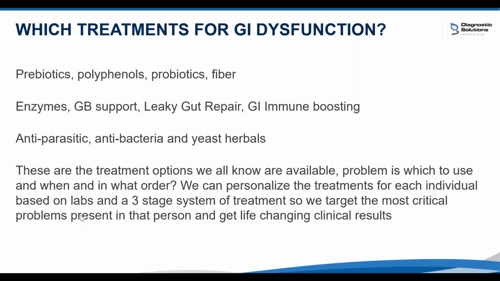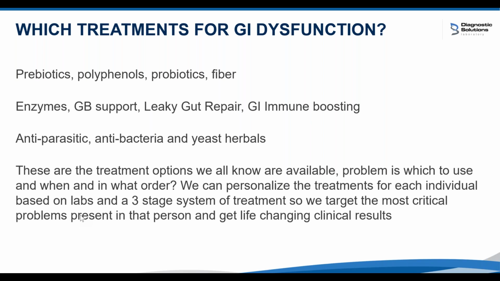And so then when we get to the treatment options, it's just overwhelming. And here I just listed off all the things that we were supposed to know how to use: prebiotics, probiotics, fiber, enzymes, gallbladder support, leaky gut repair, GI immune boosting, anti-parasitic, bacterial, and yeast programs. So there's this overwhelming confluence of stuff that we're supposed to know how to use. And then we have these really complicated labs. And it's very difficult in those first couple, 3 years of being in practice to put all this together.